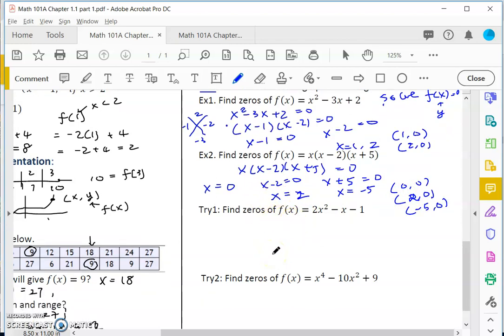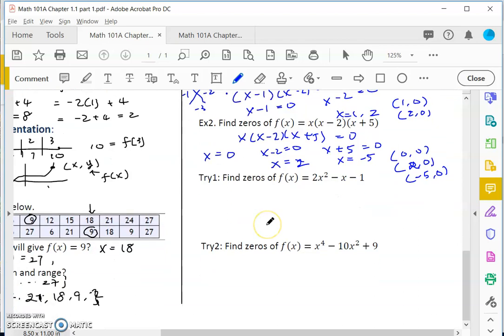So we have 2 more that we want to try. So maybe we'll go over that in class.